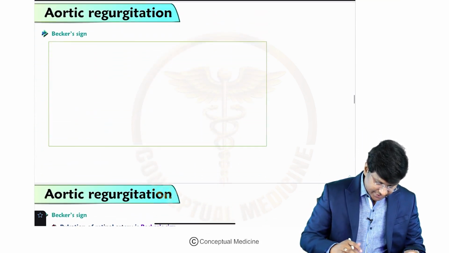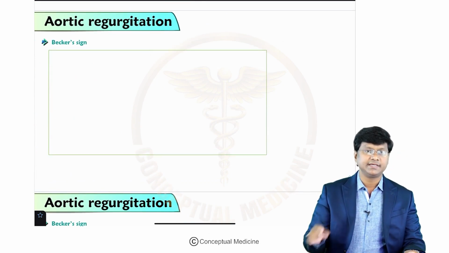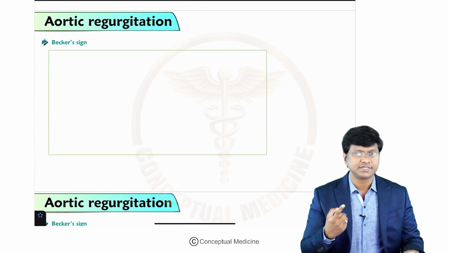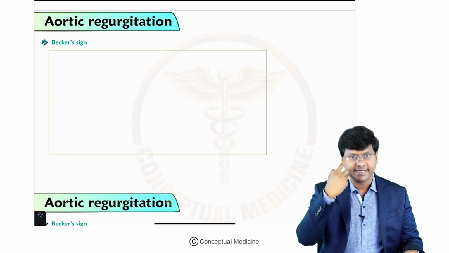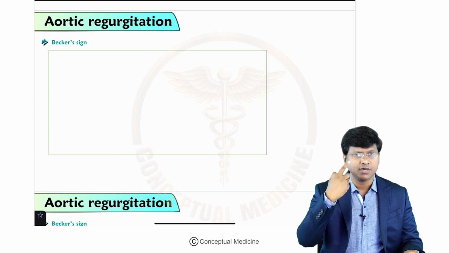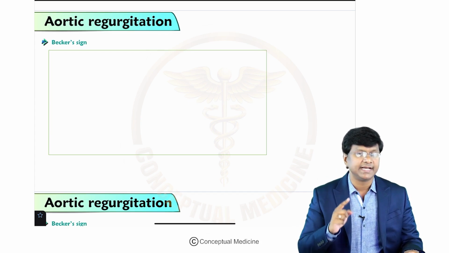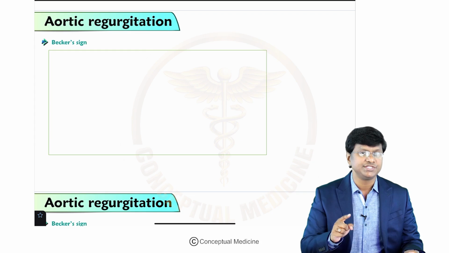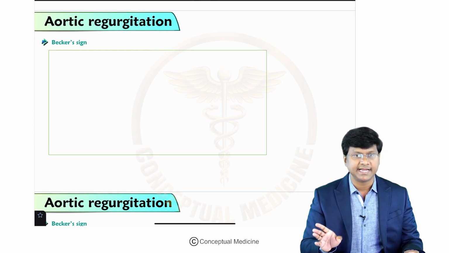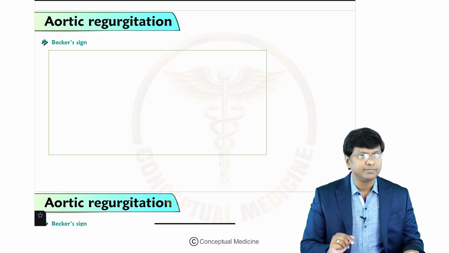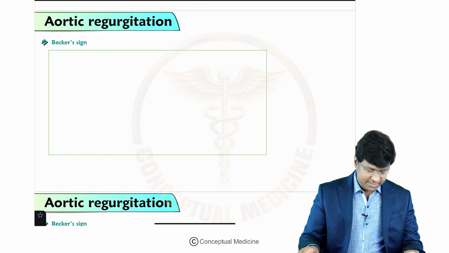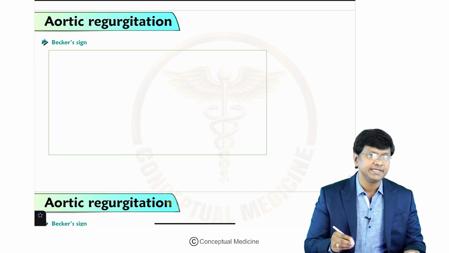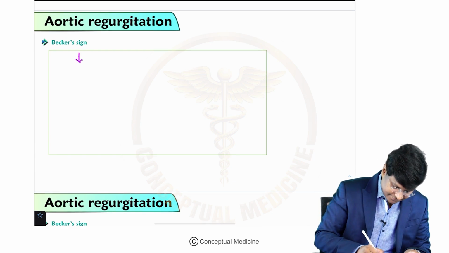Next, followed by that, you have the Becker sign. See, in the head, what all the signs we have discussed until now? One is the lighthouse sign, that is alternate flushing and blanching over the forehead. And then we have discussed in the eye, Landolfi's sign, that is changes in the pupil size with each cardiac systole. Then followed by that, we have the Becker sign. See, what is Becker sign? Becker sign is the pulsations of the retinal artery.